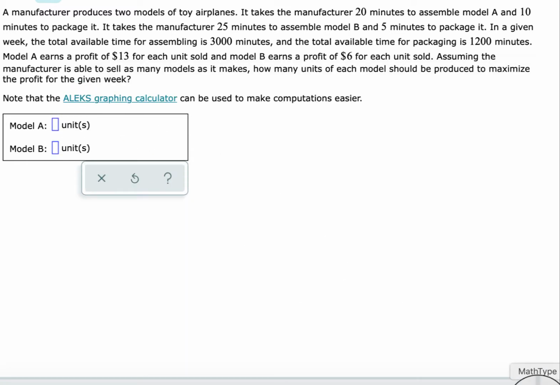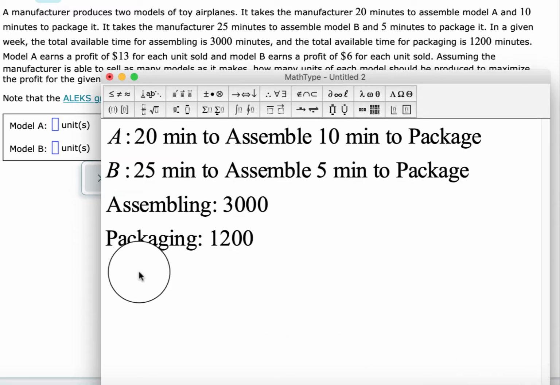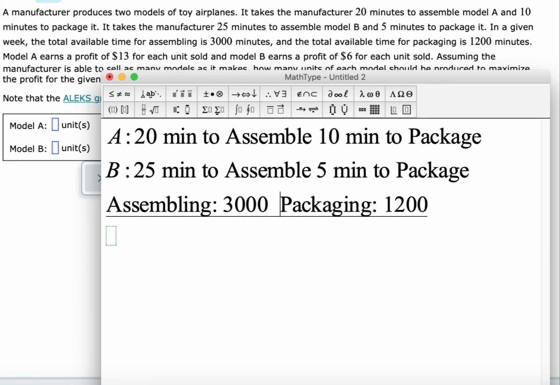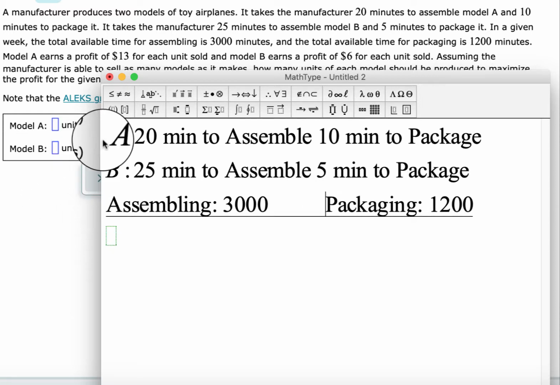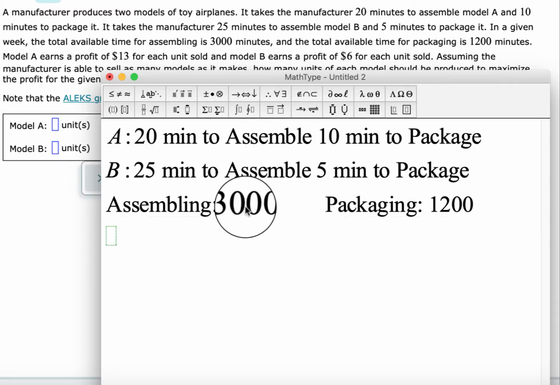So I'll let X be the units for Model A and Y be the units for Model B. So I know that 20X, because that's Model A, plus 25Y, because that's Model B, is going to be less than or equal to 3,000, because that's the assembly. You can think of that as the assembly column. Matter of fact, if I move this over, that even looks clearer. There we go. So 20X plus 25Y less than or equal to 3,000.